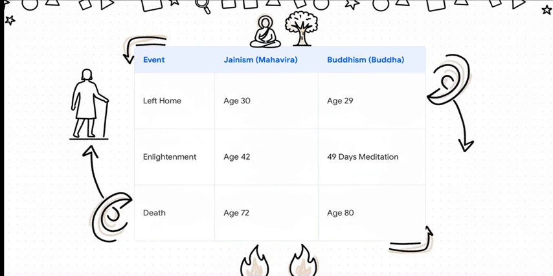Mahavira left home at 30, Buddha at 29. Mahavira attained enlightenment at 42, Buddha after 49 days of meditation. Mahavira passed away at 72, Buddha at 80. Studying topics this way, by comparing and contrasting, is a seriously powerful revision technique.